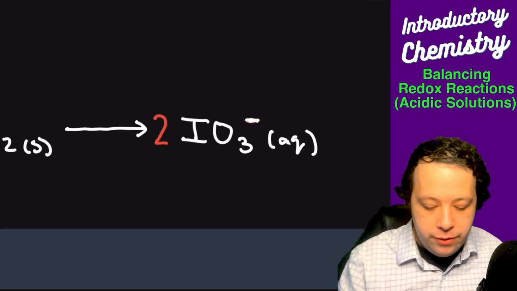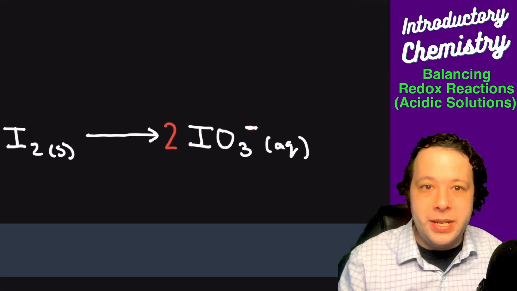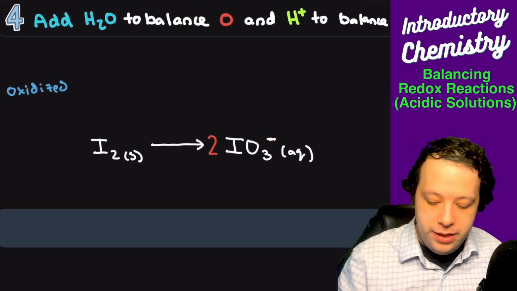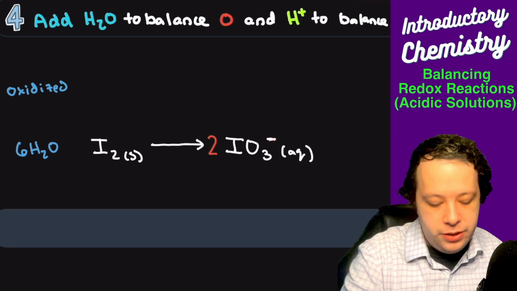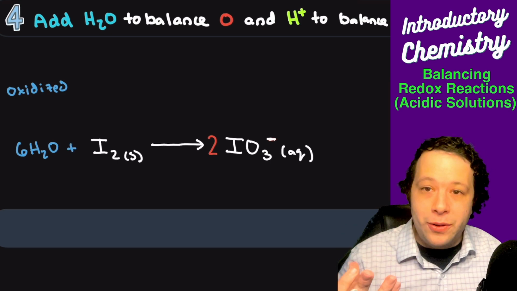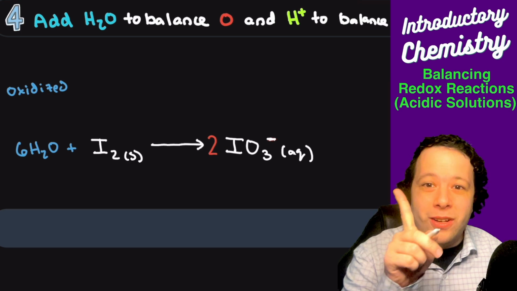So on the right-hand side, I have a total of 6 oxygens because I have 2 IO3s. What that means is that I have to add 6 waters to the left-hand side in order to balance it. Now, why water? Why am I doing that?